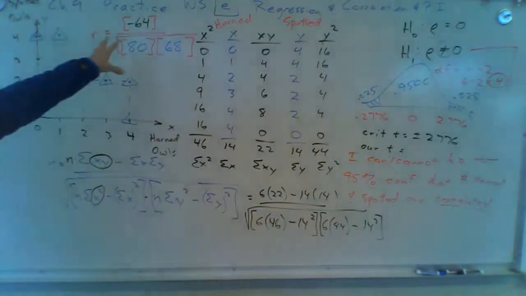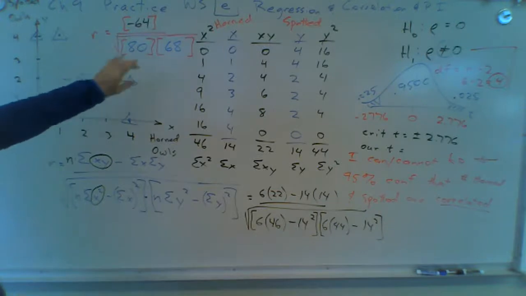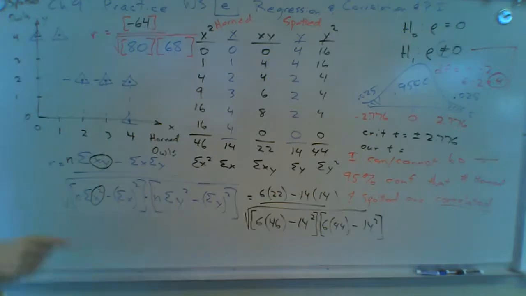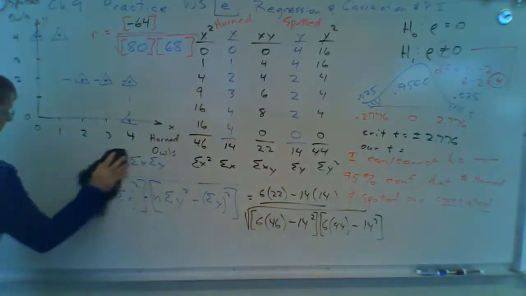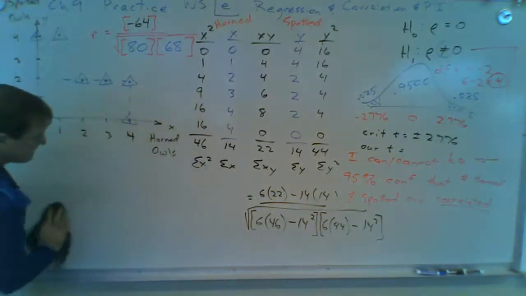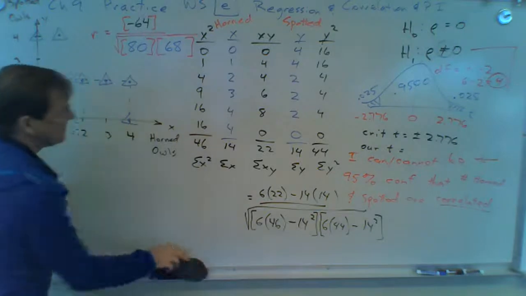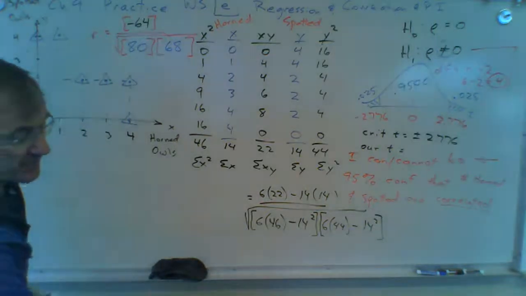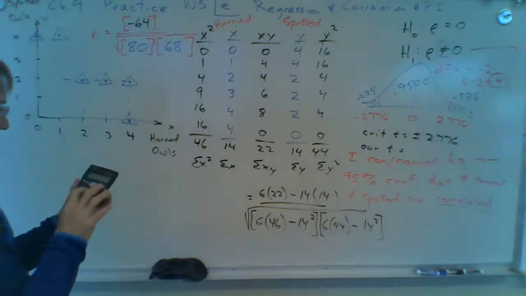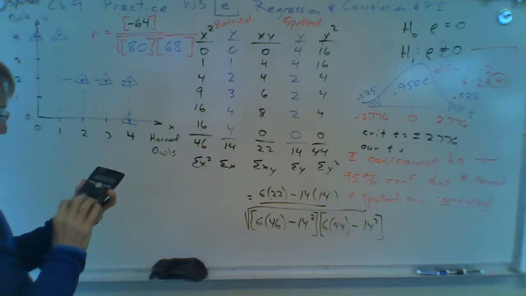And all this is going to do is tell us the correlation coefficient. This is not our T. This is just the first equation at the top of your Chapter 9 formula sheet. So when I do this, let me do this here. I have negative 64 on top divided by square root, and then I'm going to do parentheses 80 times 68, and then close the parentheses.